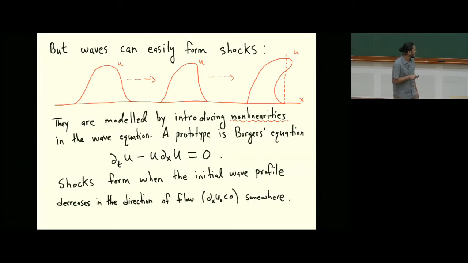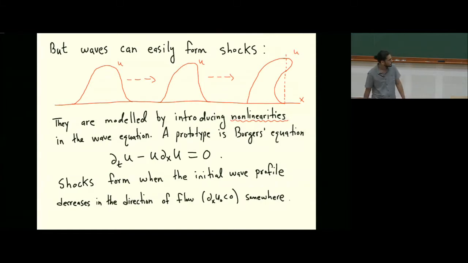And it has the property that if you start with even a smooth wave profile, so long as the wave decreases somewhere in the direction of flow, so here it decreases in the direction of flow, then in finite time it's going to create a shock. Okay? This is one of the main properties of the Burgers equation.